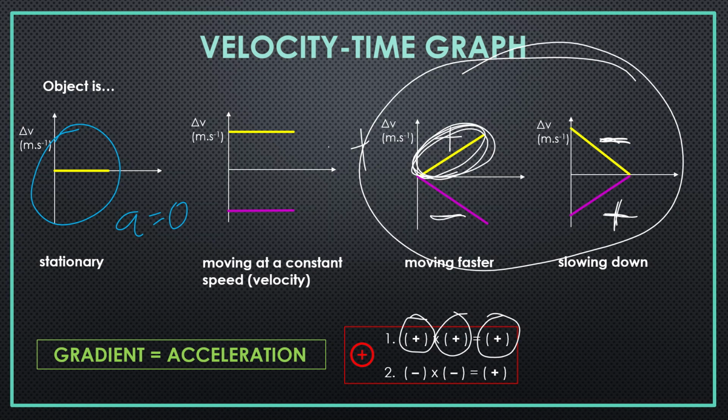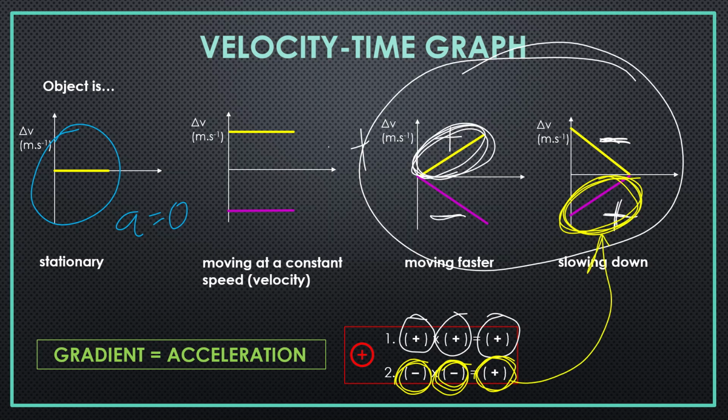But an object can also move in the opposite direction below the x-axis, and that will also give you a positive acceleration, and that is here. If you look here, this is exactly what you have. An object is slowing down in the negative direction, and then you'll also get a positive gradient, which means you have a positive acceleration.